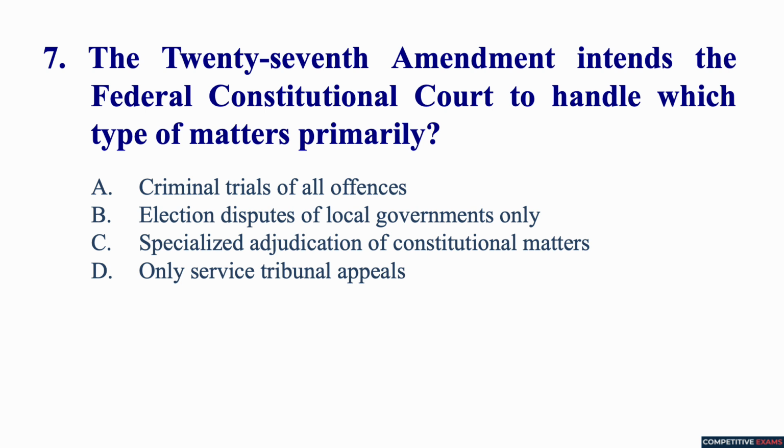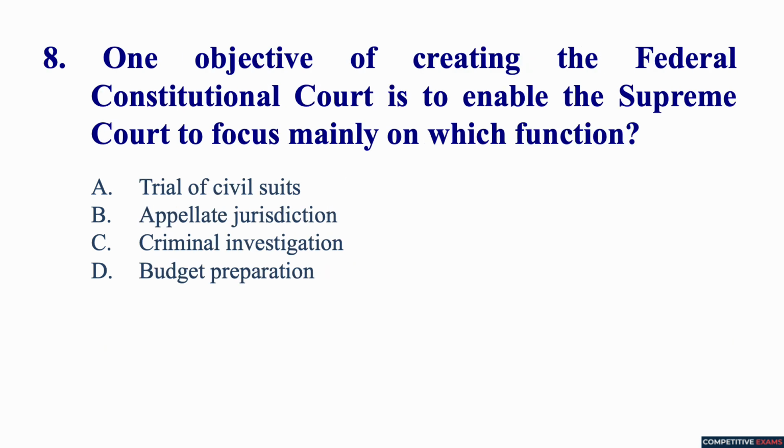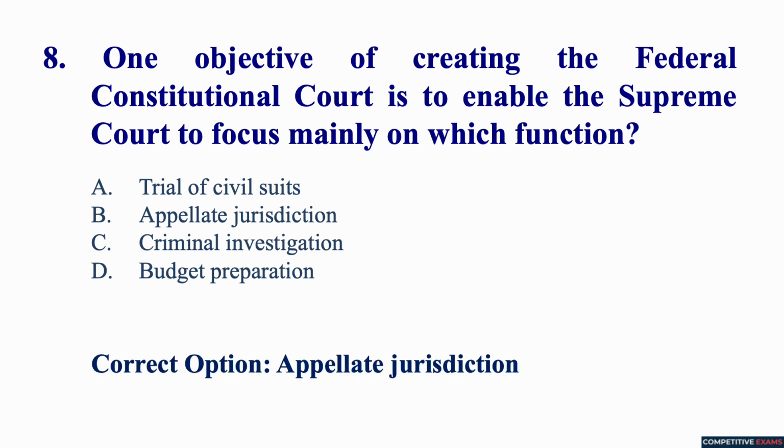The 27th Amendment intends the Federal Constitutional Court to handle which type of matters primarily? Specialized adjudication of constitutional matters. One objective of creating the Federal Constitutional Court is to enable the Supreme Court to focus mainly on which function? Appellate jurisdiction.